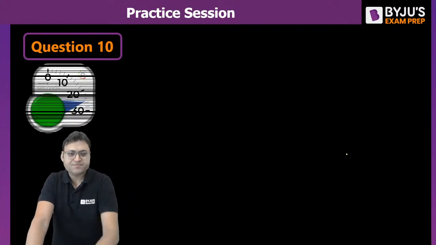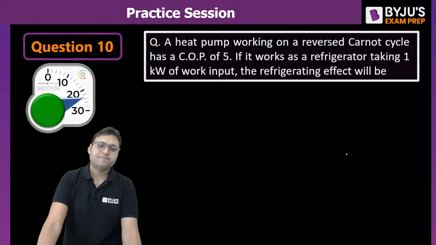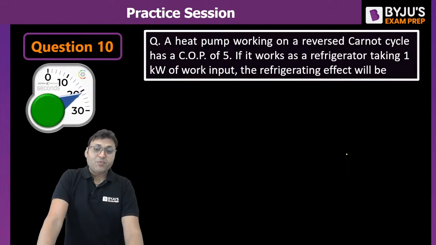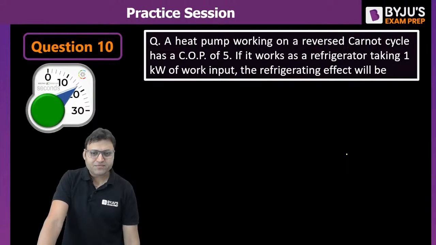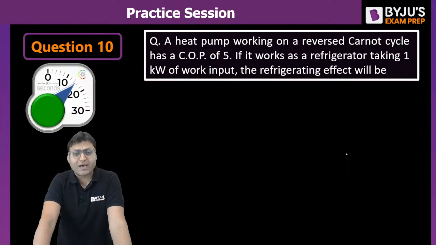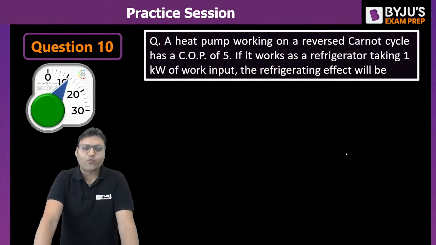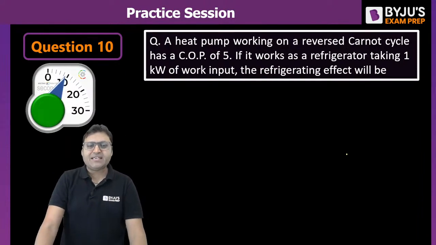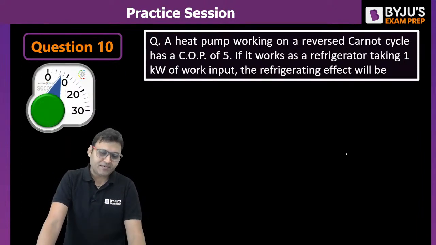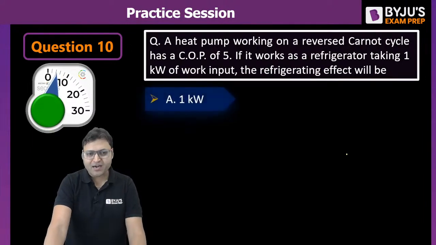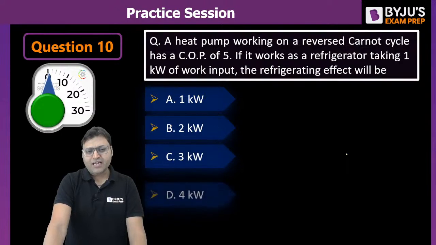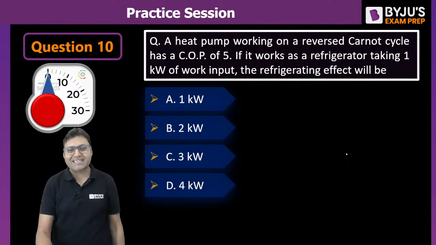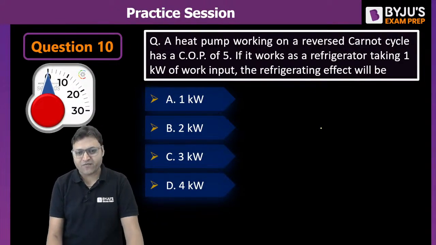Question number 10. There is a heat pump working on a reverse Carnot cycle, which has a COP of 5. Now, if it is working as a refrigerator, which is taking 1 kilowatt of work input, the refrigeration effect will be, your options are 1 kilowatt, 2 kilowatt, 3 kilowatt and 4 kilowatt. What is the refrigeration effect in case of a refrigerator?